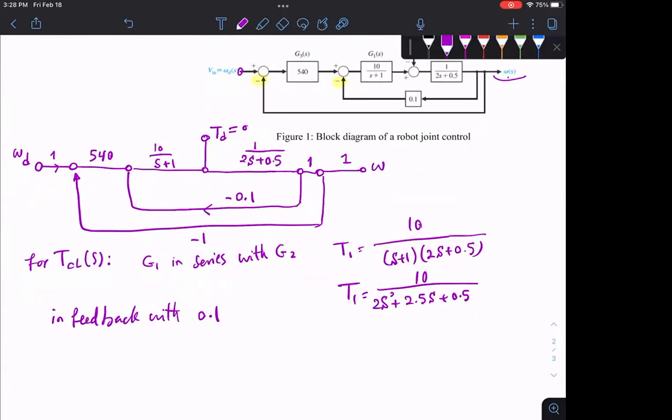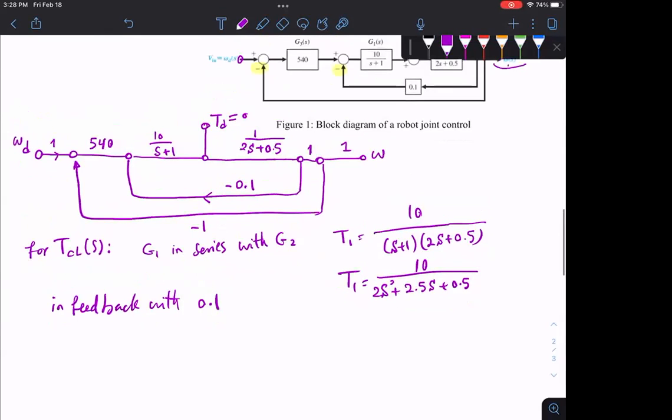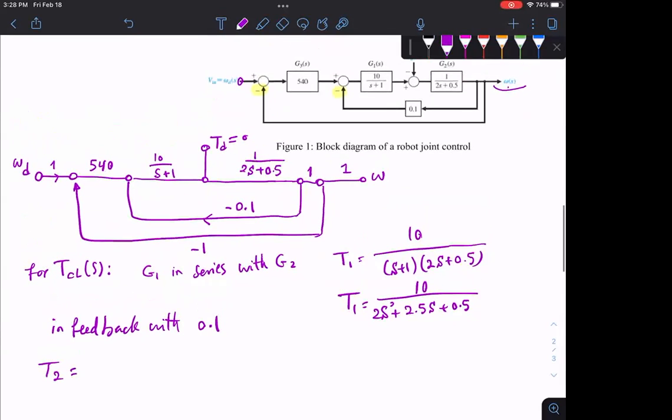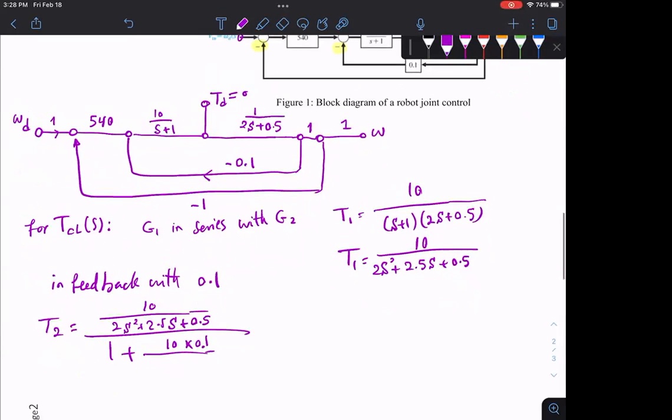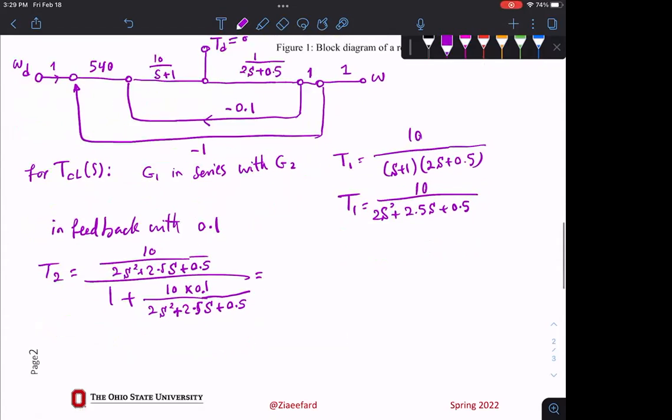One way is to draw those boxes. One way is to just write like this, depending on how much time you have. If you want to draw every single time, that's like 5 minutes. But you could write one sentence, what am I doing right now? So if you made a mistake, I know what you wanted to do, but things happen. The mistake I made when I was doing this was in the feedback. So T2 would be the numerator 10 over 2S squared plus 2.5S plus 0.5, over 1 plus 10 times 0.1, over there. Well, you cannot do this, you have to actually write it, but that's why I time myself, how long it takes to write everything.